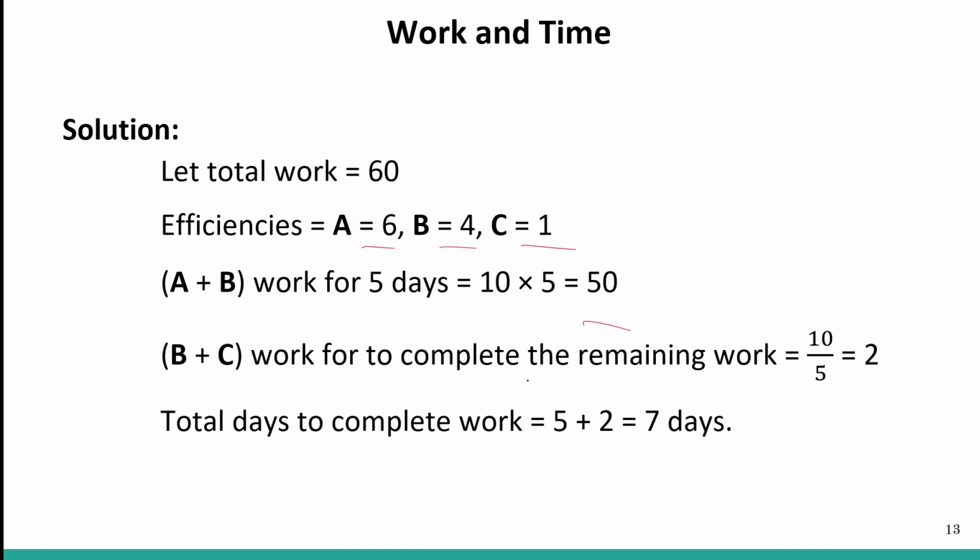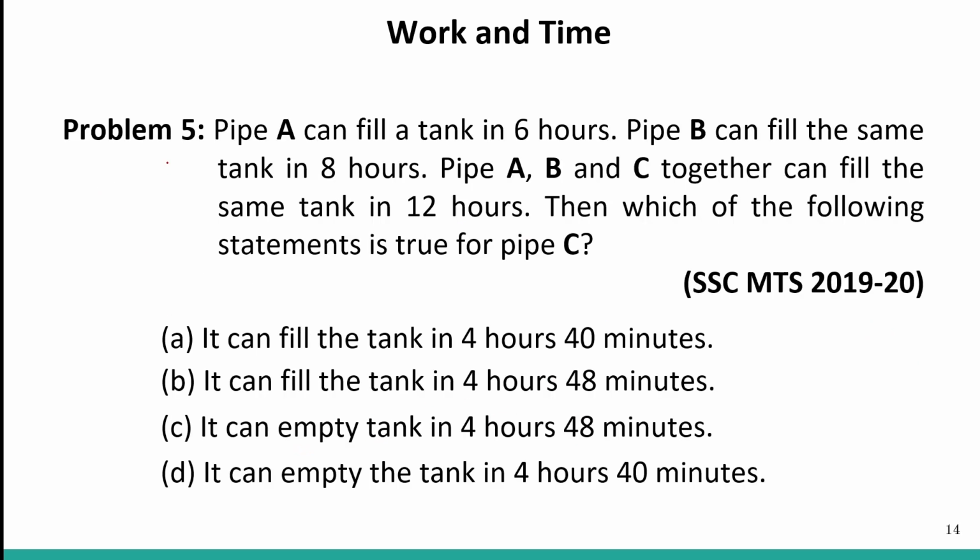So B plus C work for the complete is equal to 2. Okay, so total days to complete the whole work will be 7 days, because we have to add the previous 2 days, and it has asked us to calculate the total days. Okay, so let's see problem number 5.